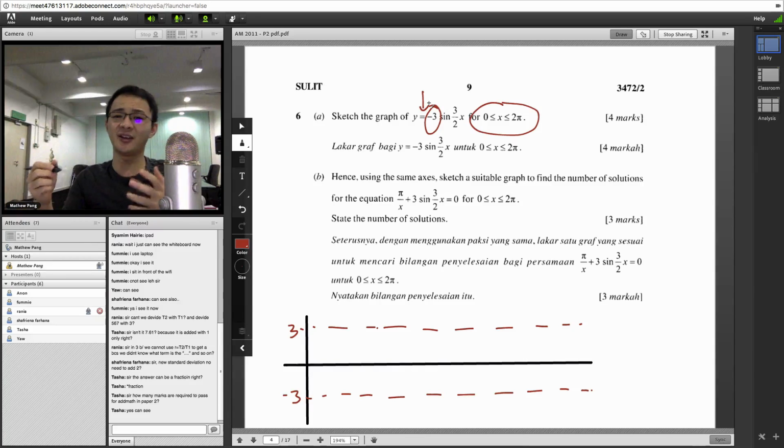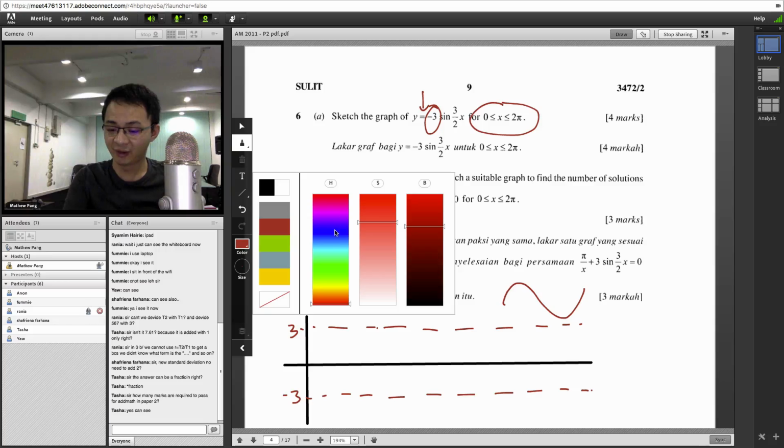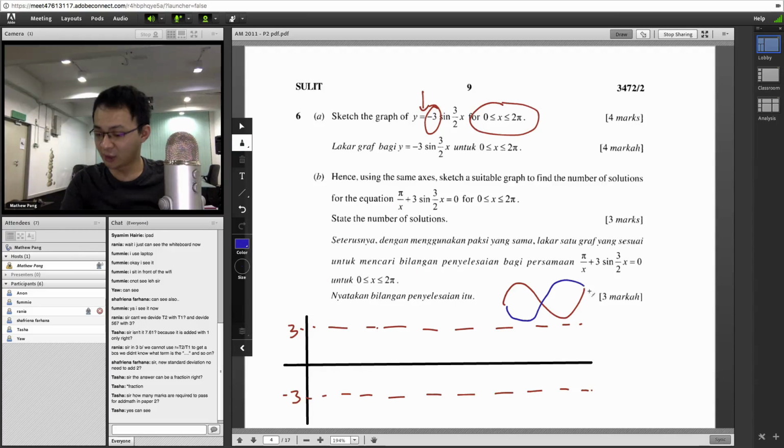The negative here actually means your sine graph, if your sine graph is like this, right? If negative, you have to do it the other way around. Actually your sine graph will go this way. Okay, it will be a reflection, so it will go this way.